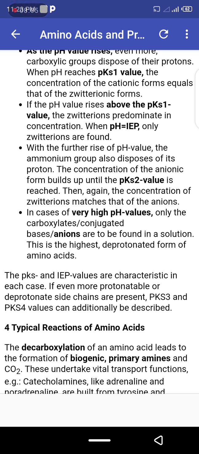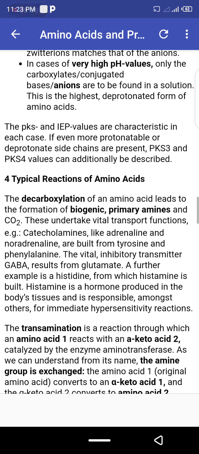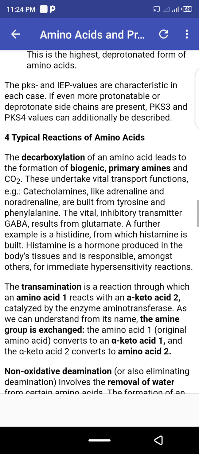With a further rise of pH value, the ammonium group also disposes of its proton. The concentration of the anionic form builds up until the pKs2 value is reached. Then again the concentration of zwitterion matches that of the anion. In cases of very high pH value, only carboxylate conjugated base anions are to be found in the solution. This is the highest deprotonated form of the amino acid. The pKs and IEF values are characteristic in each case. If even more protonable or deprotonable side chains are present, pKs3 and pKs4 values are additionally described.